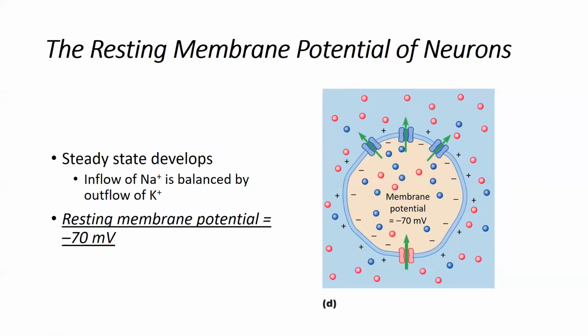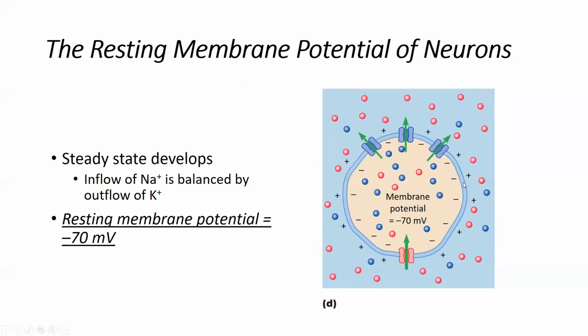So at this point, sodium is going to continue to move into the cell, potassium is going to continue to move out of the cell, and they're going to get to a point where they sort of balance each other out. And this is what we call steady state. Steady state means that the inflow of sodium is balanced by the outflow of potassium. Okay? And I'll explain what that means really.